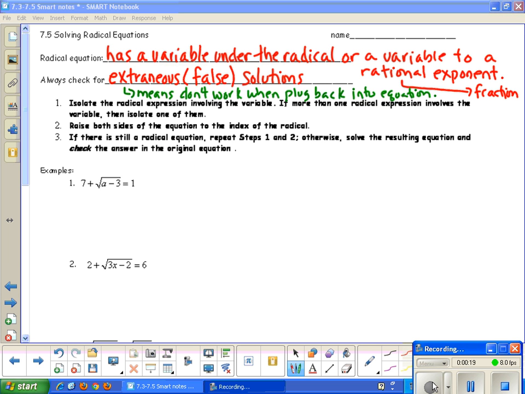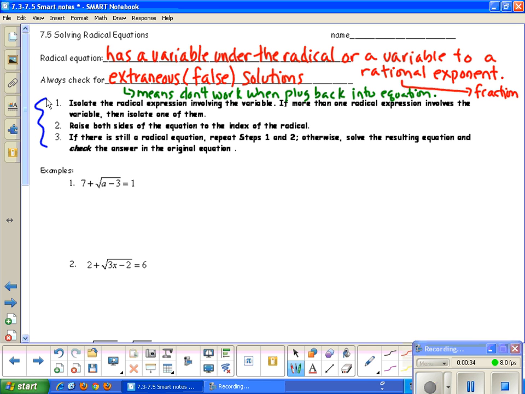That means when you plug the answer back into the original equation, if you get something that does not make a true statement, then it is extraneous. These are the steps you're going to follow in order to solve radical equations. First, isolate the radical expression involving the variable. If more than one radical expression involves the variable, then isolate one of them.